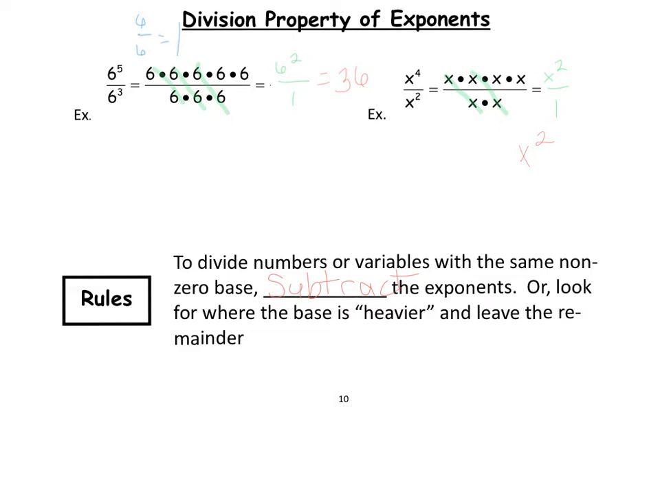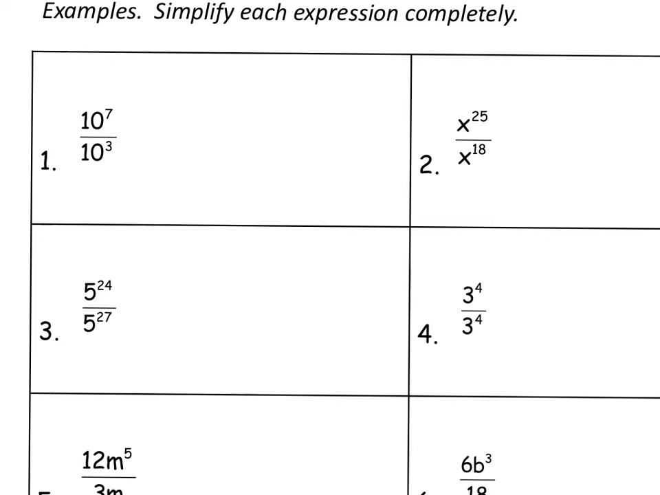Let's take a look at a few examples. Taking a look at the first one, we have 10 to the 7th over 10 to the 3rd. Once again, we're going to have to simplify these completely. The first thing we do is subtract 7 minus 3, which equals 4. So we end up with 10 to the 4th. But since we are asked to simplify completely, we have to note that 10 to the 4th is going to be 10,000.